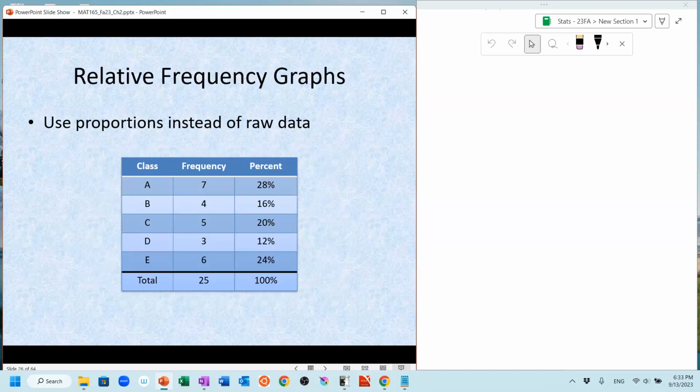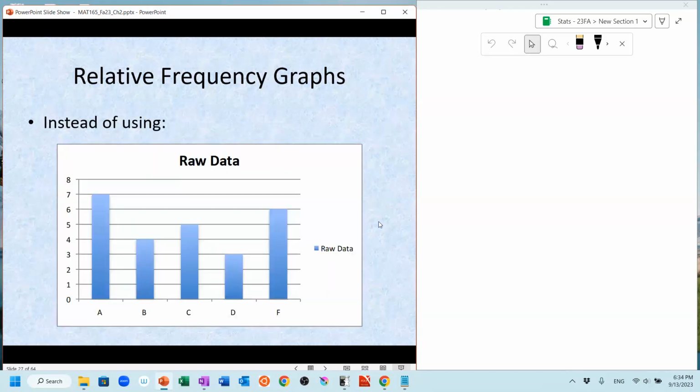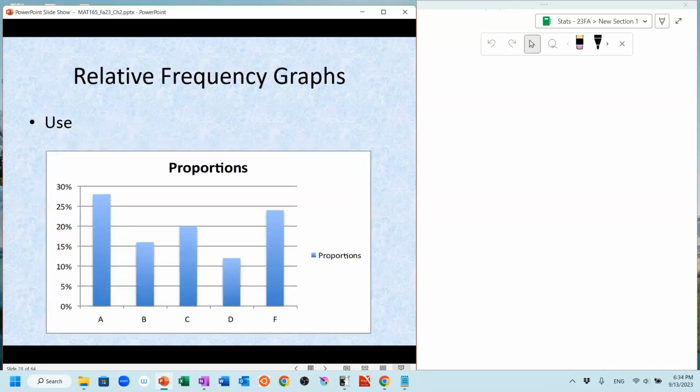Relative frequency graph. When we talked about frequency distributions, we also mentioned relative frequency distributions. We could present our frequency distribution using the actual numbers, the actual number of respondents who preferred soft drink A, B, C, D, E, or we could represent that as a percent. So the only difference is instead of using the frequencies on the vertical axis, we just use the proportions on the vertical axis. Otherwise, this is effectively the same as a histogram.